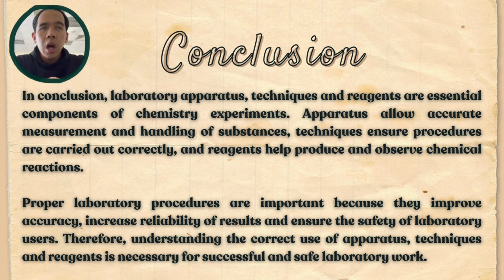In conclusion, laboratory apparatus, techniques, and reagents are all essential components of chemistry experiments. Laboratory apparatus allows scientists to measure, transfer, and contain chemicals accurately. Laboratory techniques ensure that experiments are carried out correctly, systematically, and safely. Chemical reagents make it possible to produce and observe chemical reactions, allowing scientists to collect accurate and reliable data.